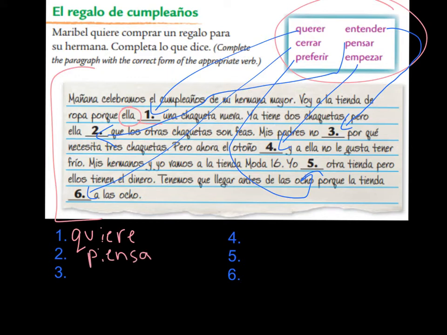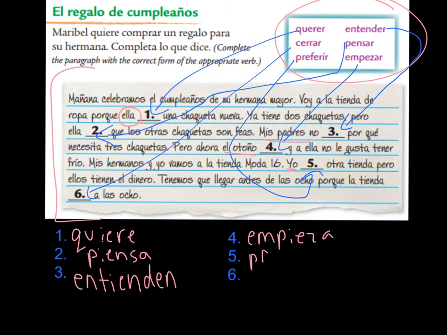Number 3, entender, but it would be for mis padres, so it would be entienden. Number 4, el otoño, which means the fall, so it's singular. Empezar, which would be empieza. Number 5, yo prefiero. Number 6, la tienda, singular, and it would be cierra.